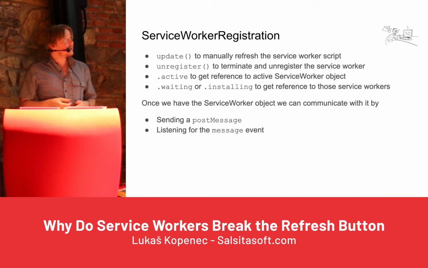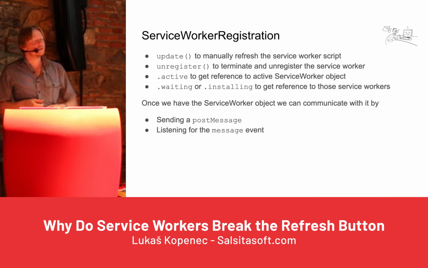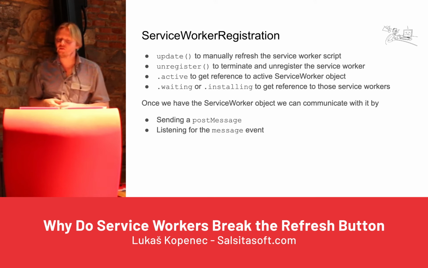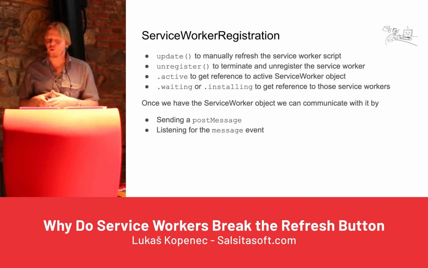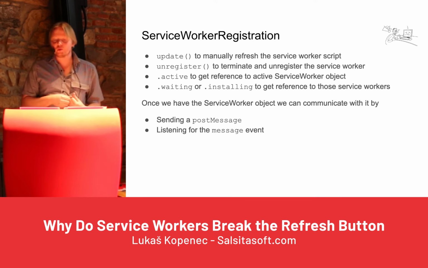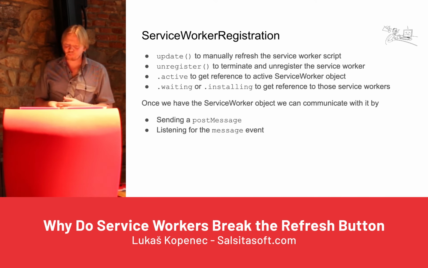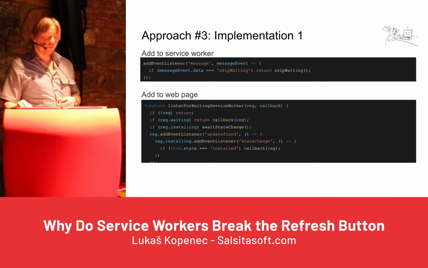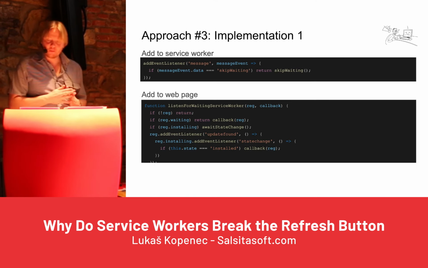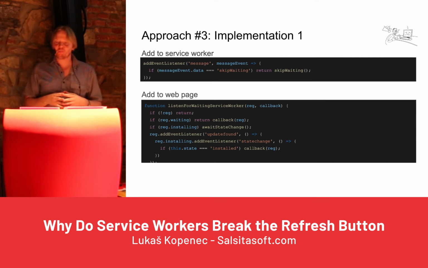We can also terminate and unregister a current worker by calling the unregister method, or we can use the active, waiting, or installing properties to get the references to the respective workers. And once we have this reference, we can communicate with the worker using postMessage. So after this small detour, let's get back to the implementation.